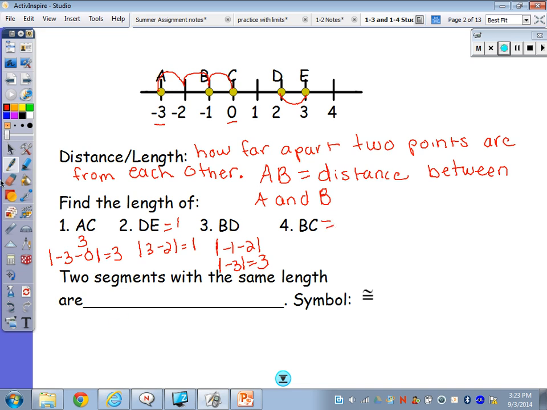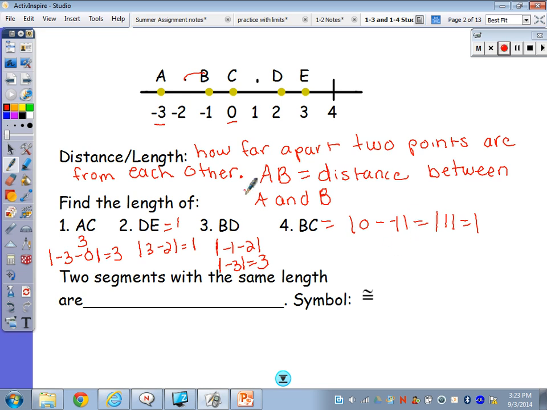And then BC is the last one. From B to C, it's the absolute value of 0 minus negative 1, which is equal to the absolute value of 1, which is 1. Okay, and just remember, these bars mean absolute value, which means you make the number positive.